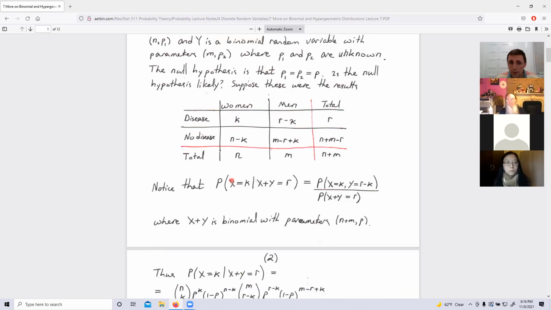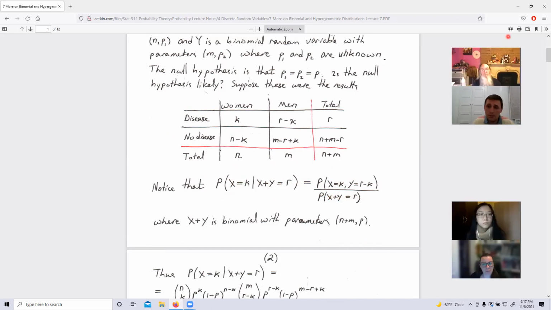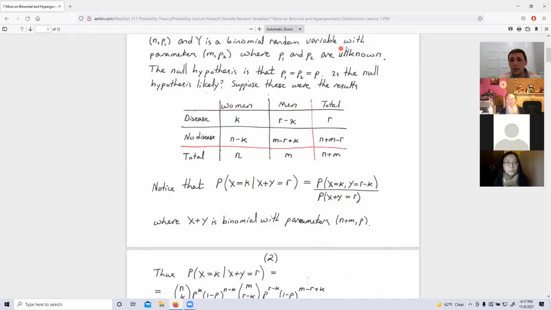So the probability in general that k women are sick, given that the total number of sick people is r, is the same as the probability that k women are sick and r minus k men are sick, divided by the probability that the total number of sick people is r. X plus Y is number of women plus number of men.